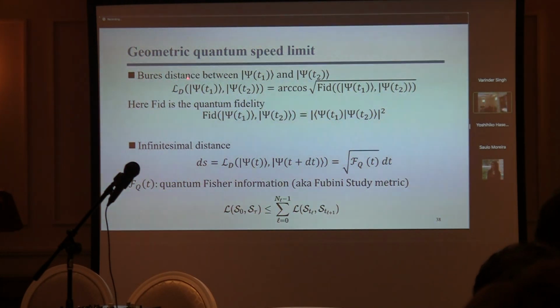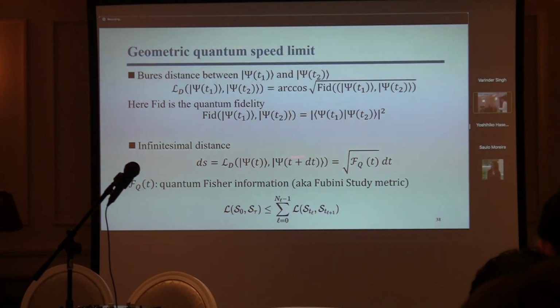Let us consider Bures distance, for instance. So we have a pure state. Then the Bures distance can be represented by this expression. Here, FID is the quantum fidelity, so for the case of a pure state, it's an overlap. And we can compute the infinitesimal distance between psi t and psi t plus dt. And it is known that this part becomes the quantum Fisher information, which is also known as the Fubini-Study metric.